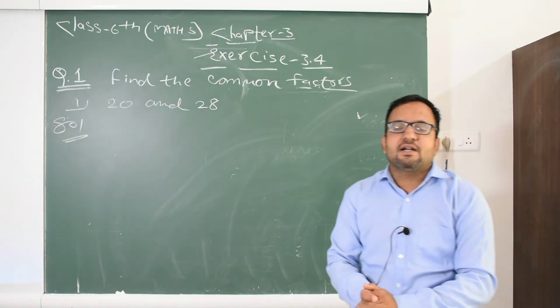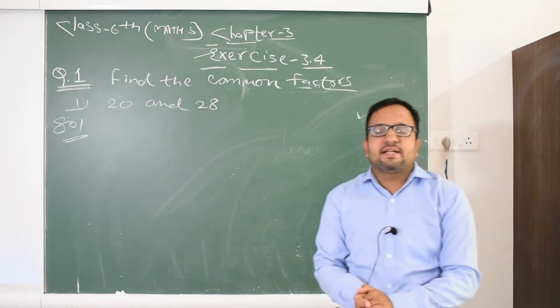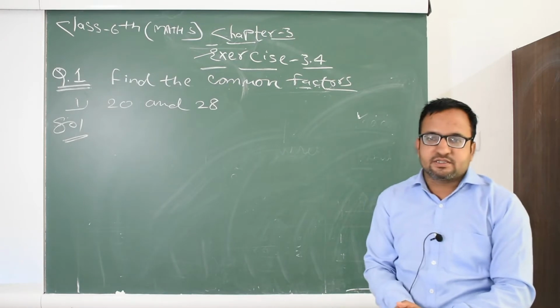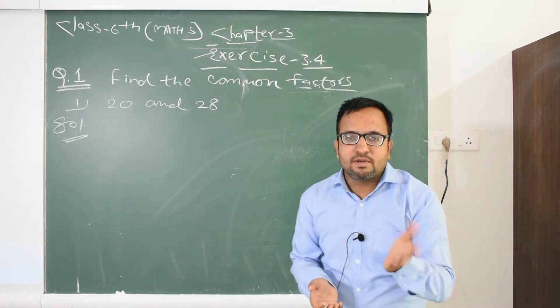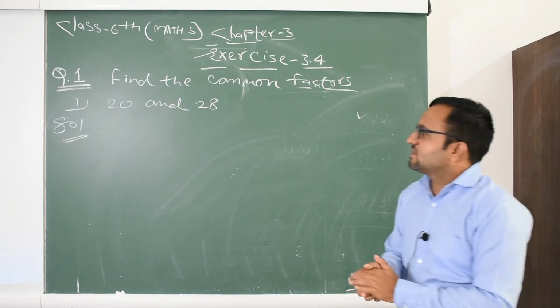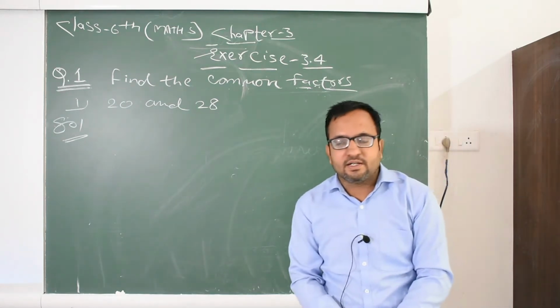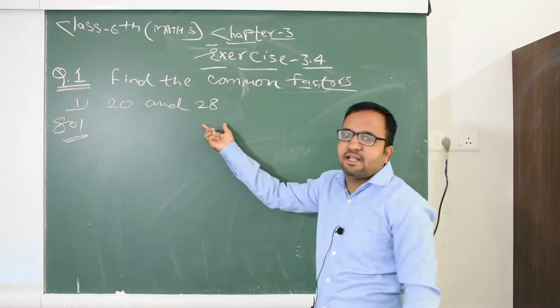Today we are going to start exercise 3.4. In this exercise, we discuss common factors. In the previous video, we covered common factors and common multiples in the introduction video. Now your first question is to find the common factors. First, we have the first question: 20 and 28.